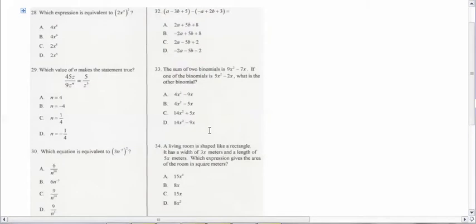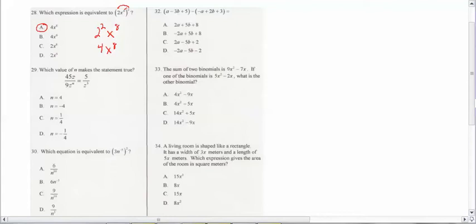Okay, so the next page, we have which expression is equivalent to 2 times 4x to the 4th power squared. So this is power to power, everything inside there is brought up to the 2nd power. So it's 2 to the 2nd power, and 4 times 2, multiply, is 8. So we have 4x to the 8th power. And I look at that, and it looks like it's letter A.